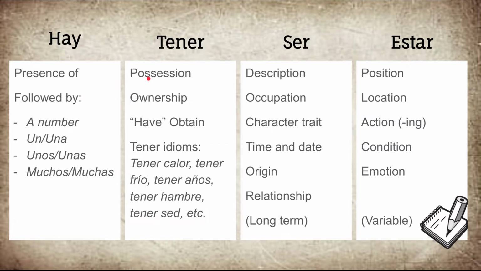Tener indicates possession, ownership, literally to have or to obtain something. But don't forget that tener is also used for idioms, such as tener calor, to be hot, tener frío, to be cold, tener años, to be years old, tener hambre, to be hungry, tener sed, to be thirsty, etc.